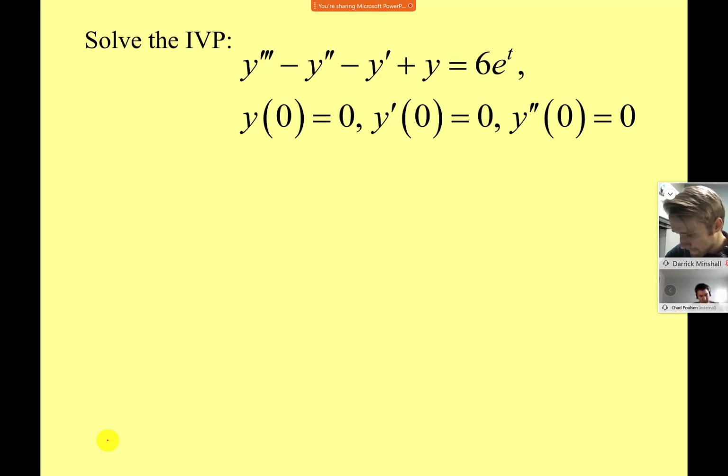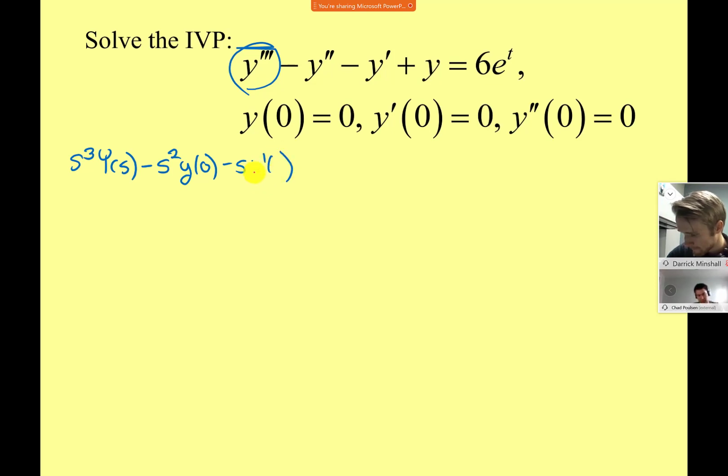So, okay, we've got y triple prime. That's going to be s cubed times the Laplace transform of y, minus, decrease the s by 1 and start the initial values. This is what my head plays back, so I don't have that big old formula. Then decrease the s by another one and increase the initial value by a derivative. And then, trying to fight the pen.